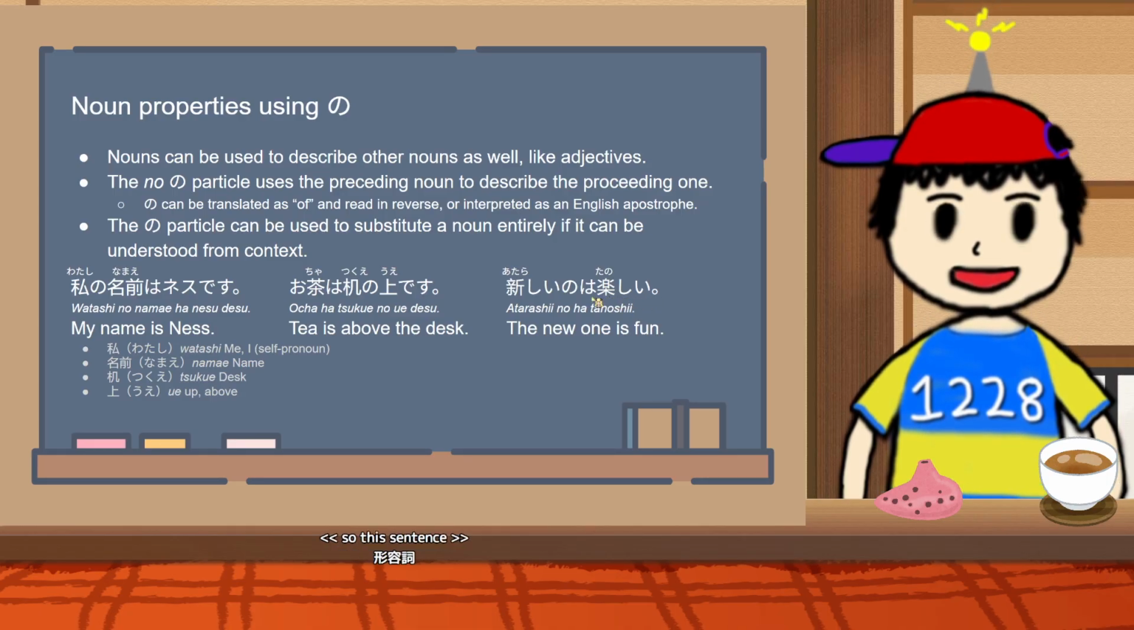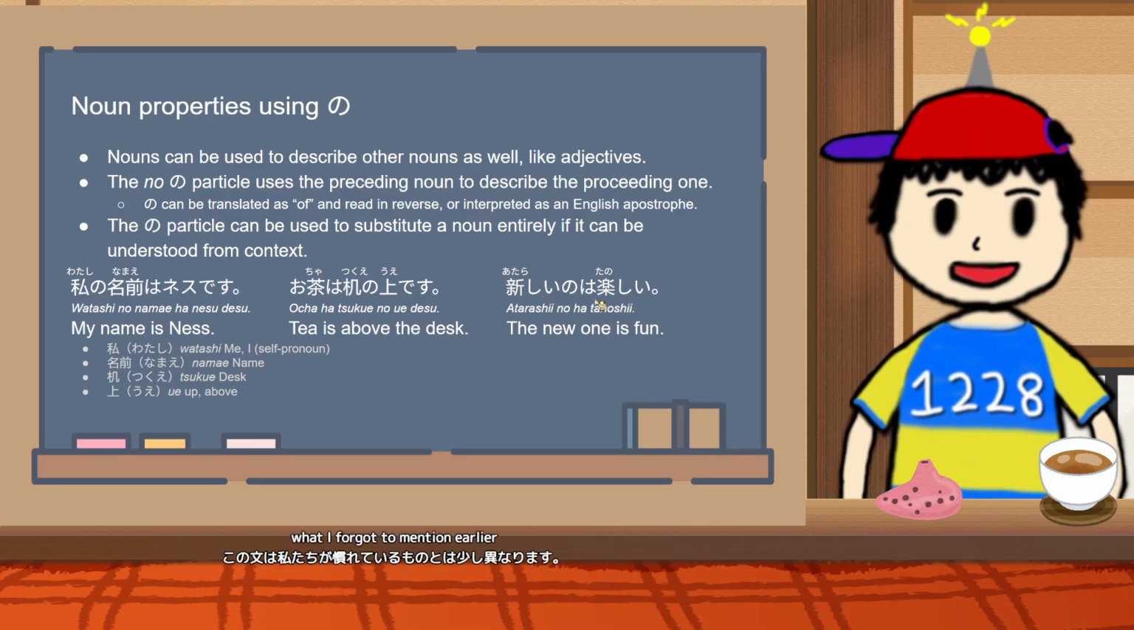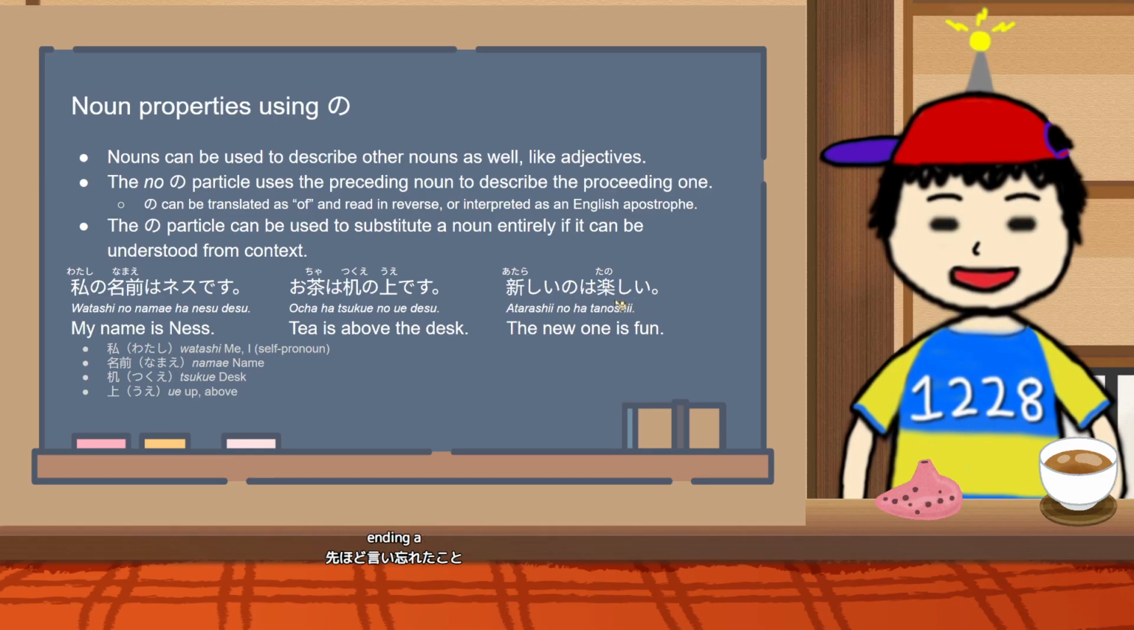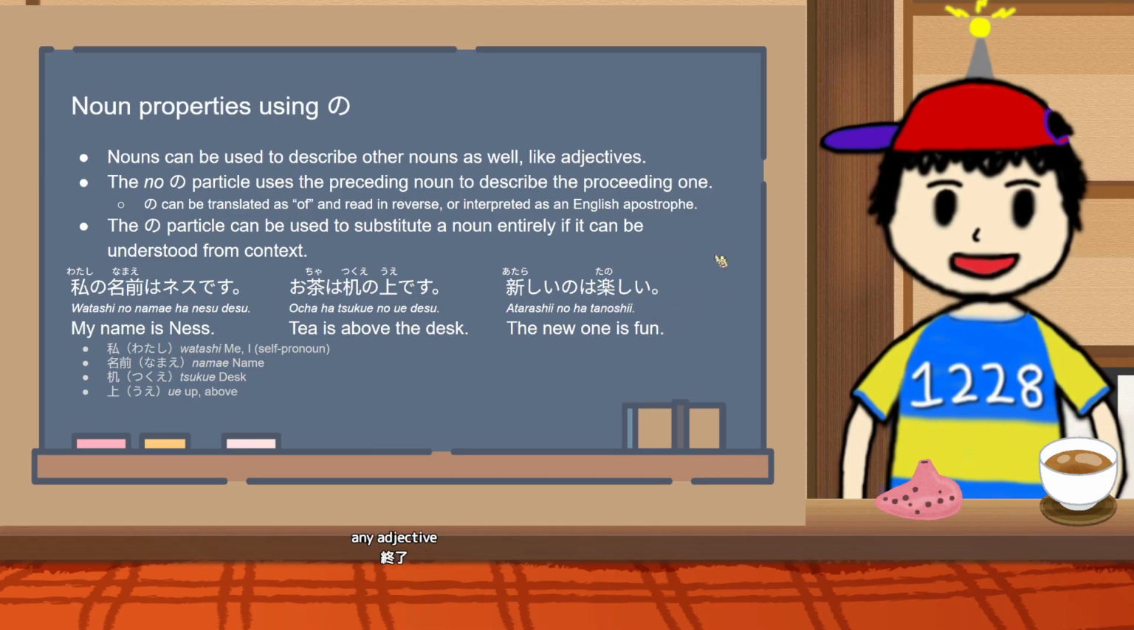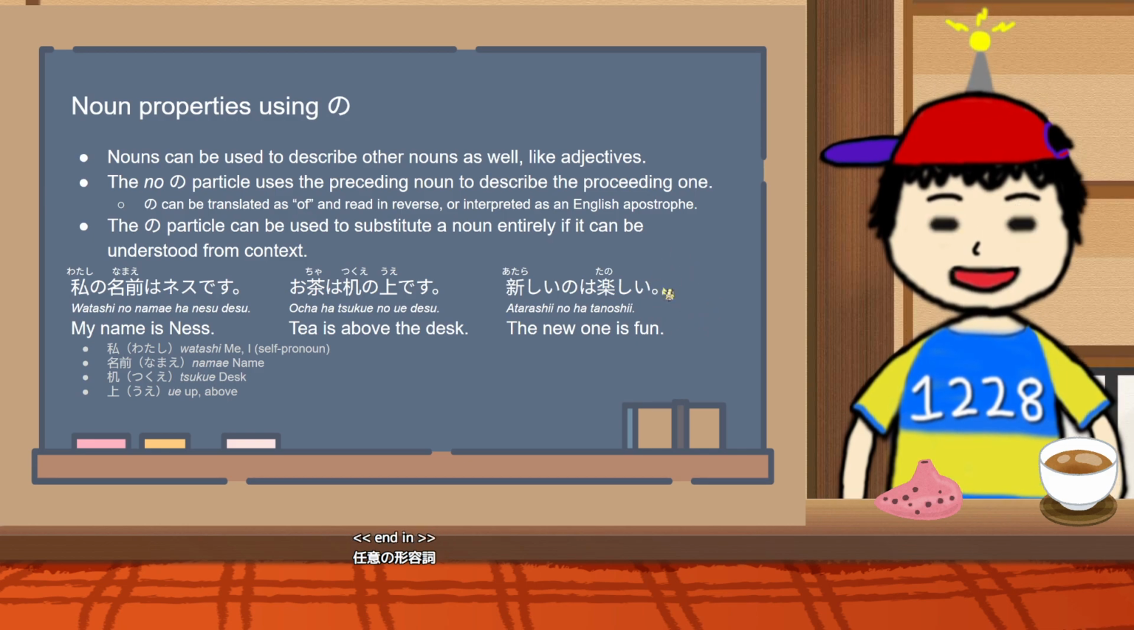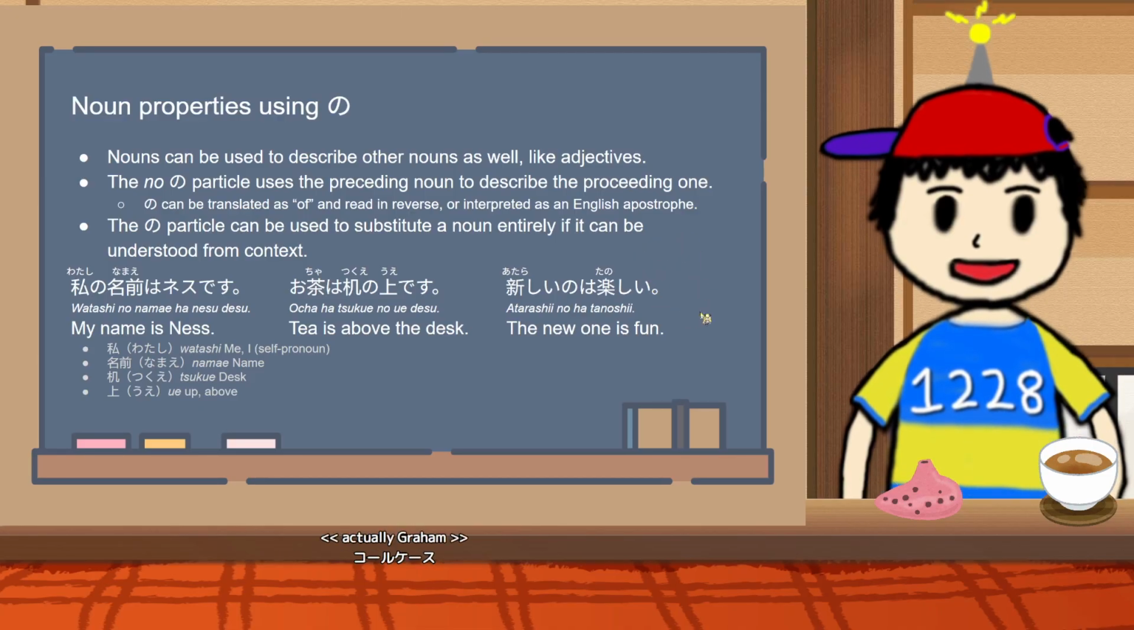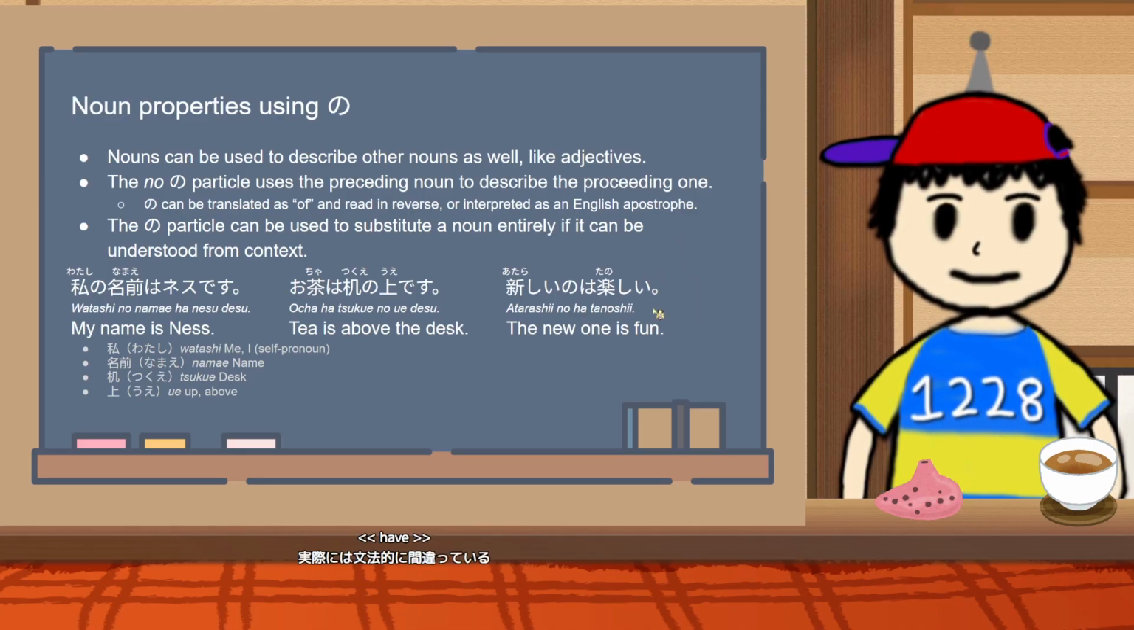So this sentence is a little different than what we're used to because there's no inherent verb. What I forgot to mention earlier is that ending a sentence with an i adjective does not end in desu. You would omit the desu in all cases. It is actually grammatically incorrect to have desu at the end. I think. You could fact check me on that one actually. But in this case, here we go.